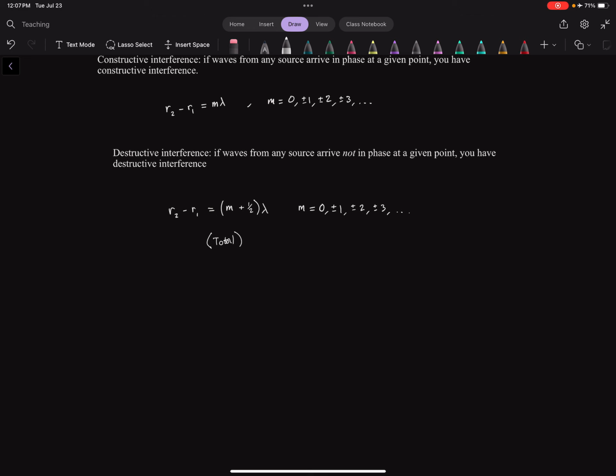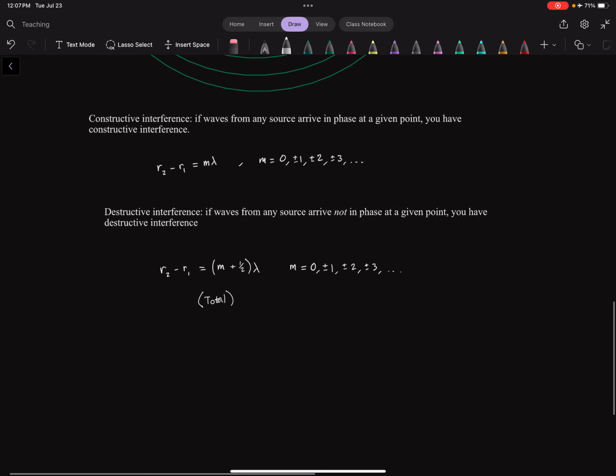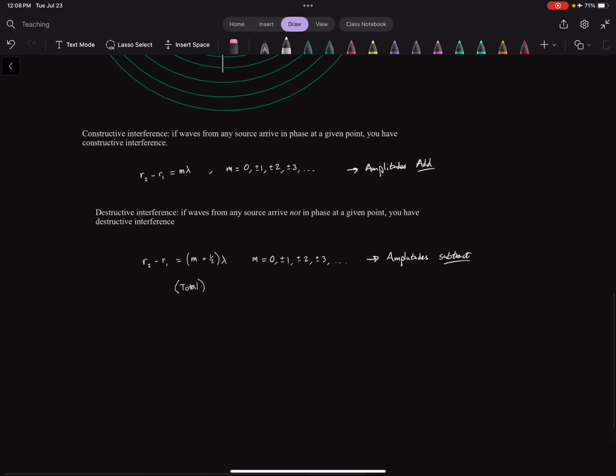And so I'll say, in this case, for constructive, amplitudes add. And for destructive, amplitudes subtract. That's kind of the key there. And there is such a thing as an antinodal curve that identifies all of the points of constructive interference.